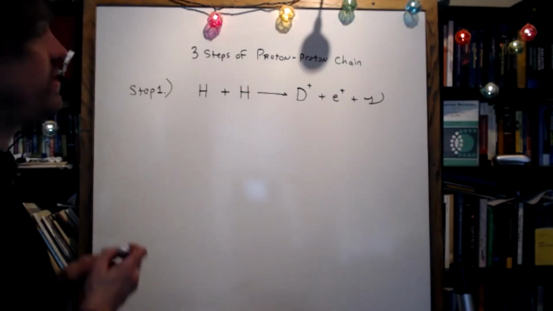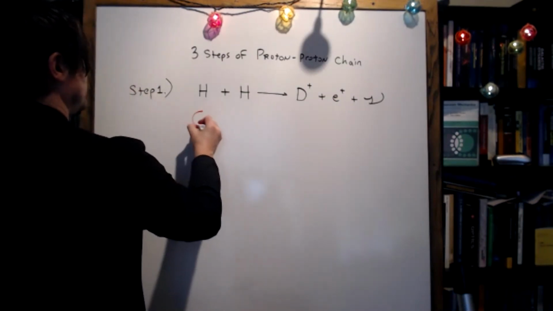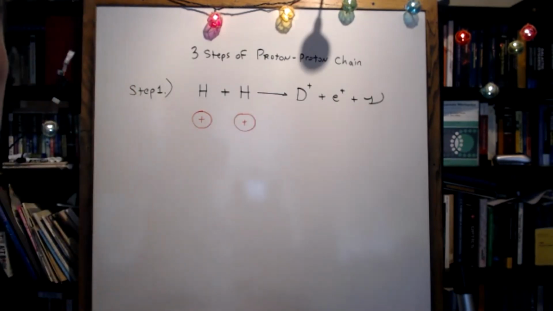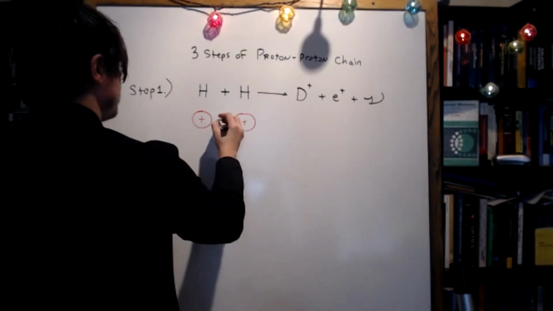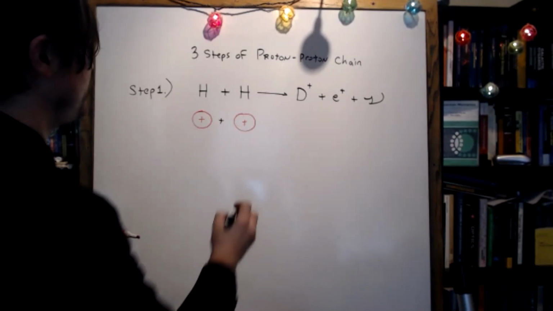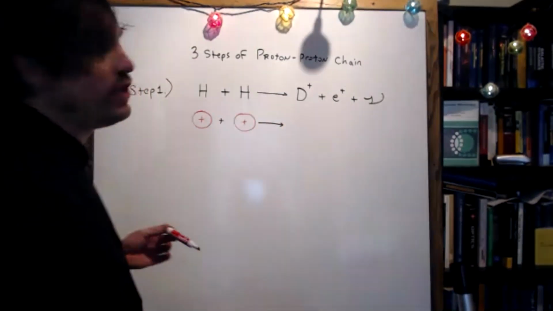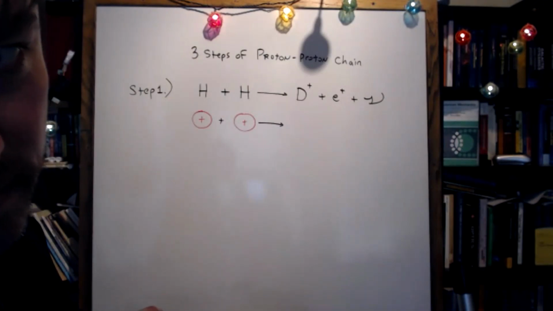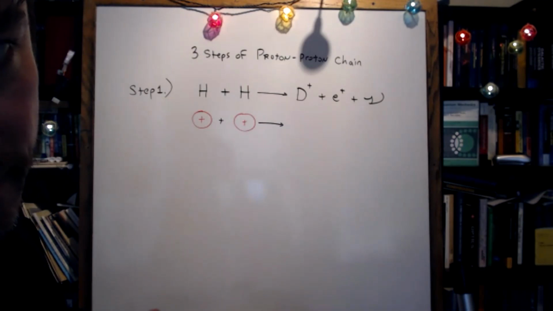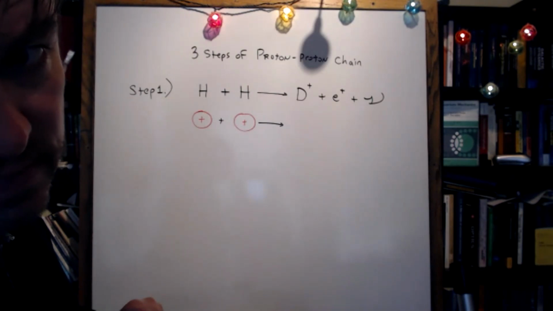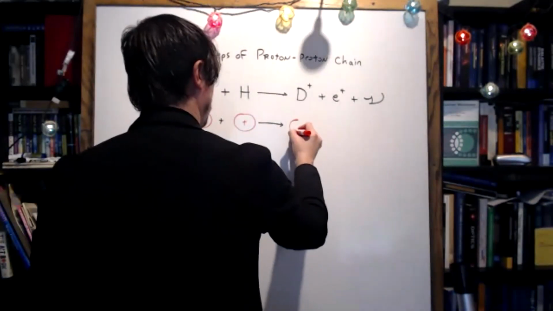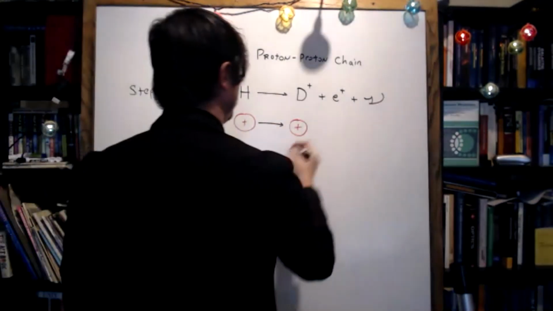A hydrogen nucleus is just a single proton. So let's draw a proton underneath the two hydrogen symbols. They are going to fuse together to make the nucleus of a deuterium atom. Do you guys remember what deuterium is? What is deuterium? Deuterium is an isotope of hydrogen. It's one proton and one neutron.